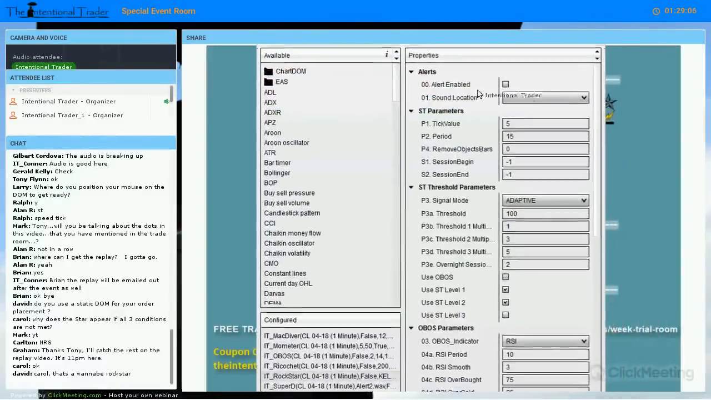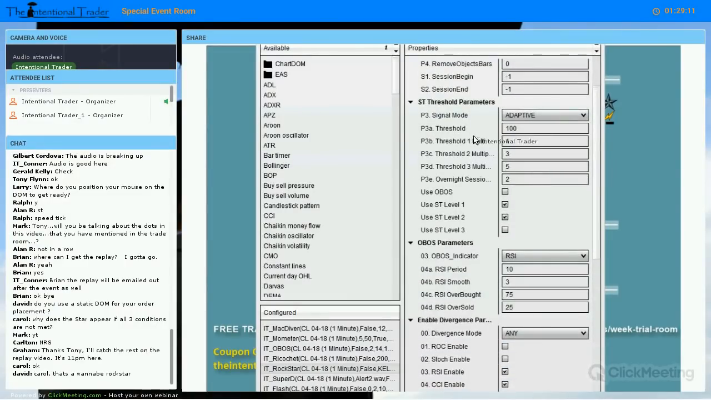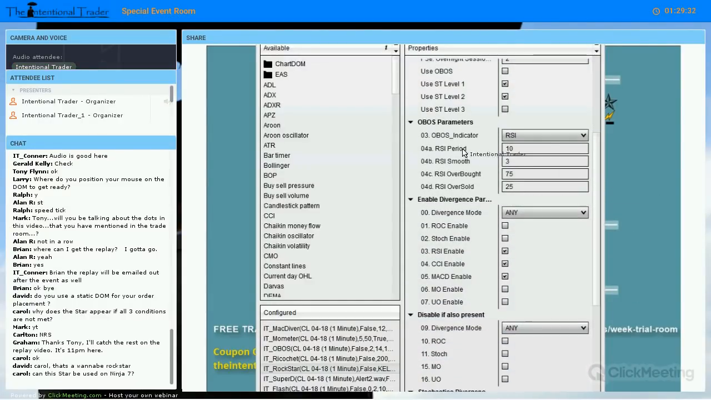So these are all the parameters. There's the speed tick parameter settings. Which thresholds you want to use. What multipliers we're using. All this is explained in the documentation. Whether to use overbought, oversold, or not. Which speed tick levels to use because we have 3 different threshold levels. What momentum oscillator to use for our OBOS indicator. And then all of the parameters for that.